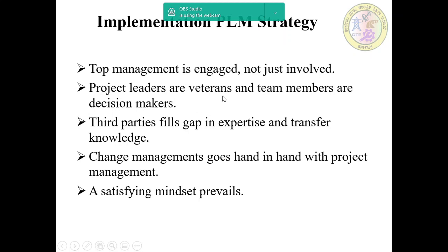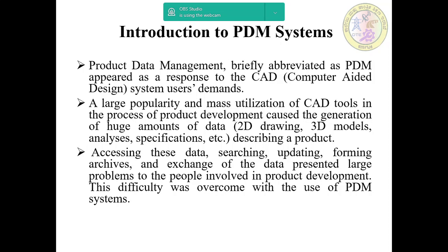Project leaders are veterans and the team members are decision makers. Third parties fill gaps in expertise and transfer knowledge. Change management goes hand in hand with project management. A satisfying mindset prevails. These are the main 5 success factors that are isolated from companies that were successful in enterprise resource planning projects against those that were not successful. We will discuss them one by one.